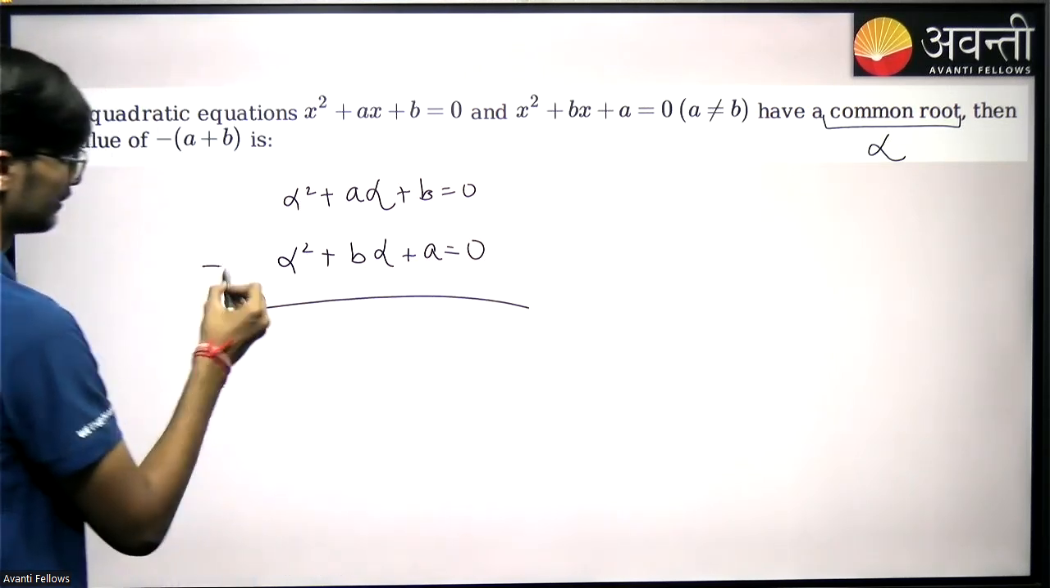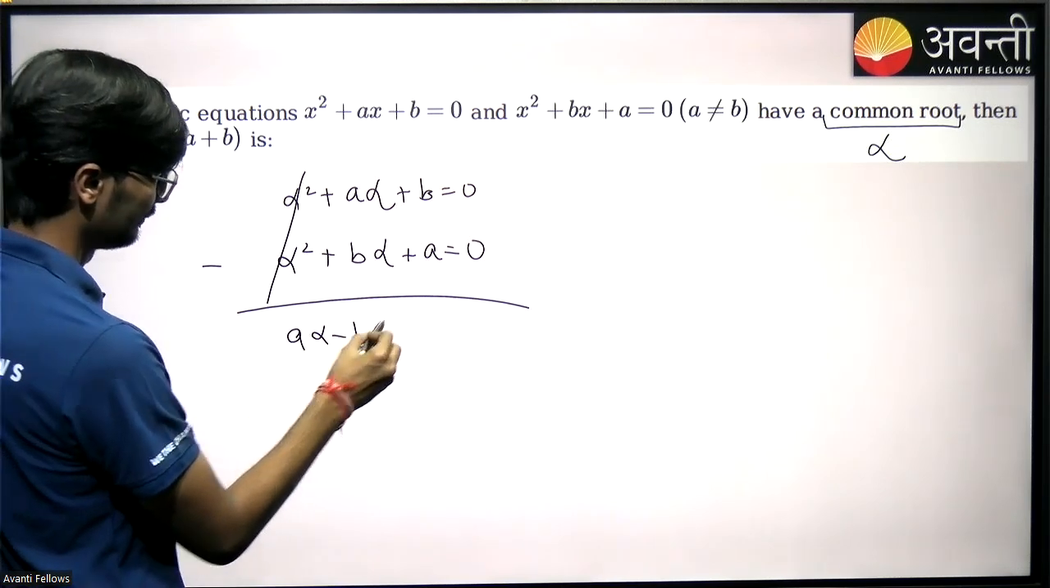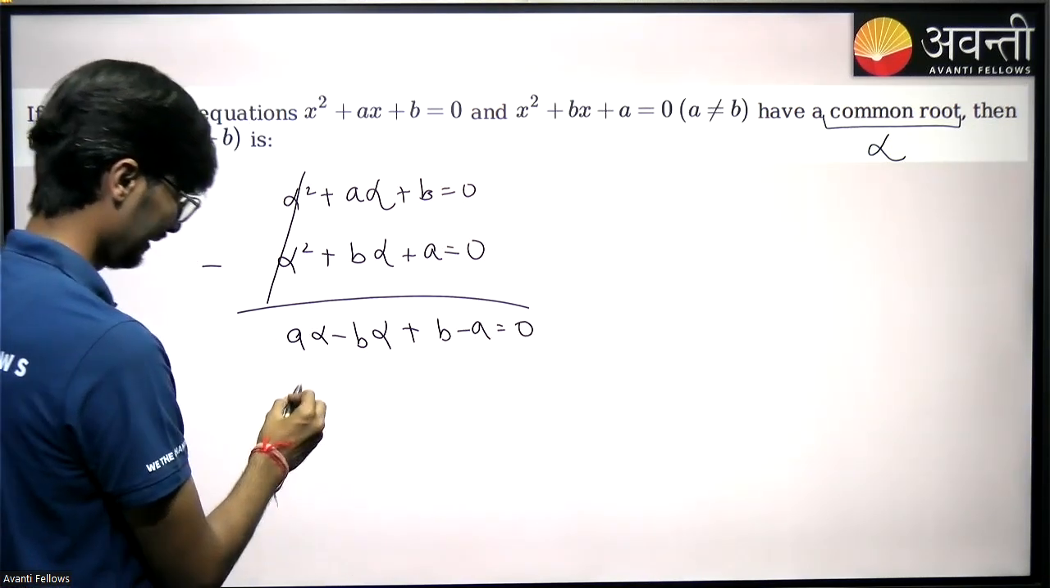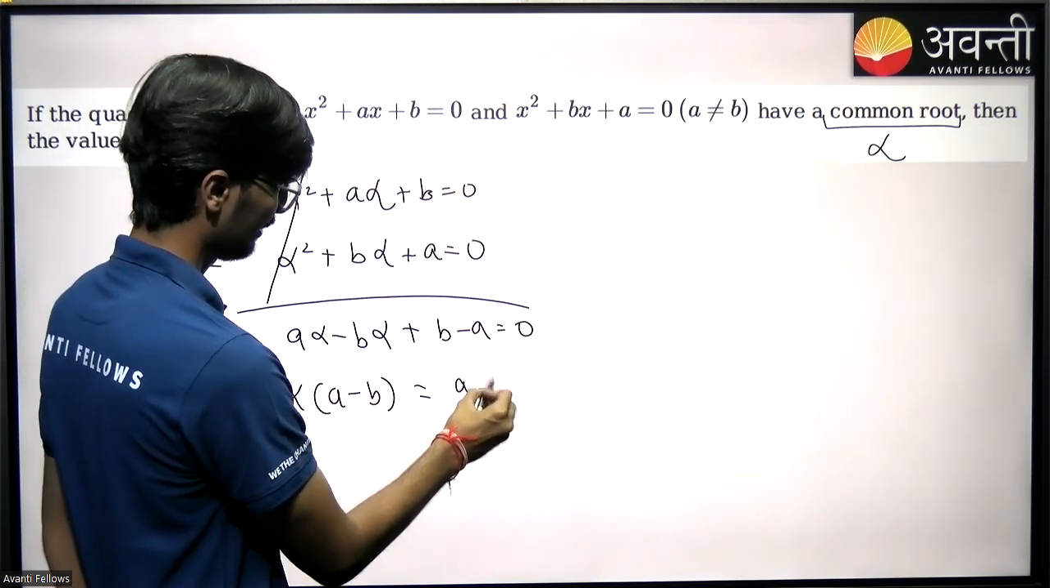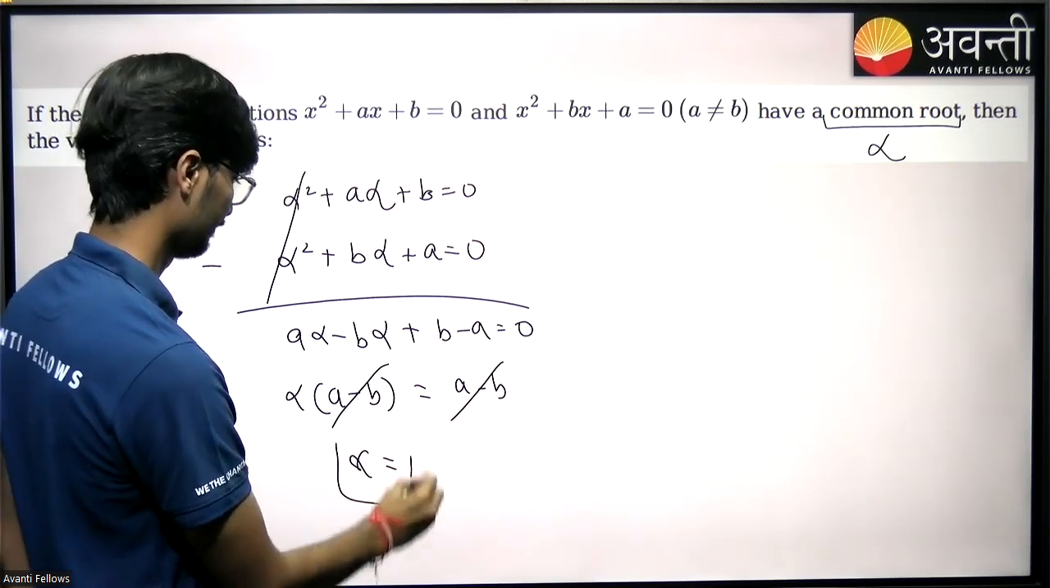I'll subtract this. So alpha square will get cancelled. I'll get a alpha minus b alpha plus b minus a equals 0. So here I can take alpha common. (a minus b) alpha equals (a minus b). So a minus b cancels. Alpha will be equal to 1.